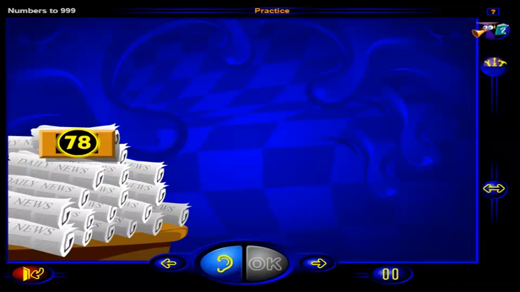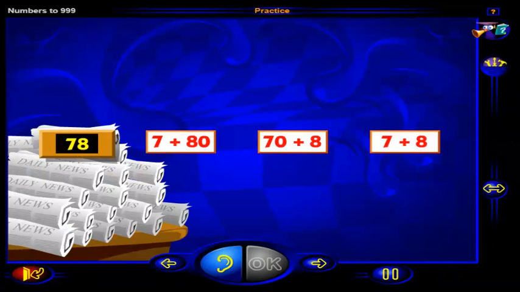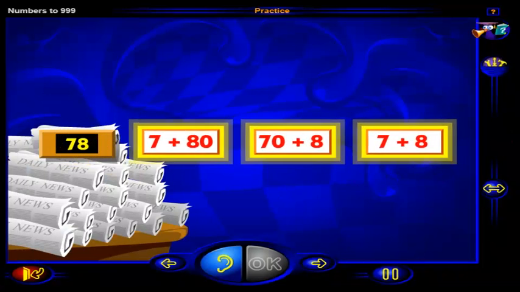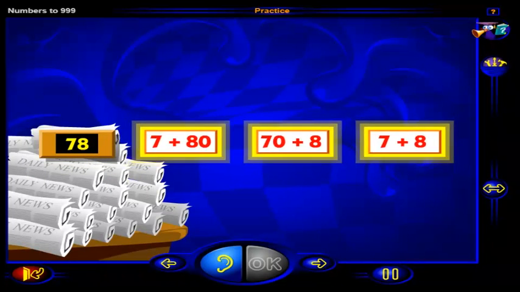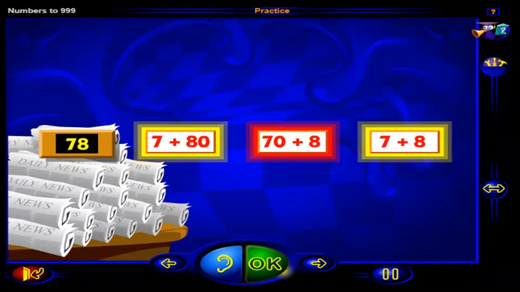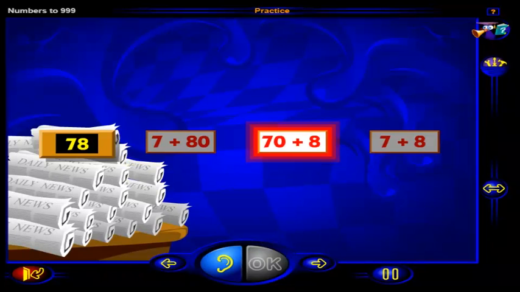There are 78 newspapers in this stack. What is the expanded form of the number 78? Click on your answer, and when you're done, click OK. That's it. This is the expanded form of the number 78.